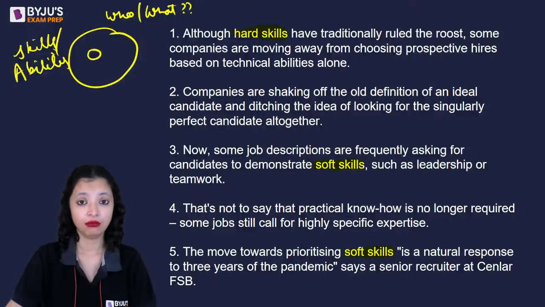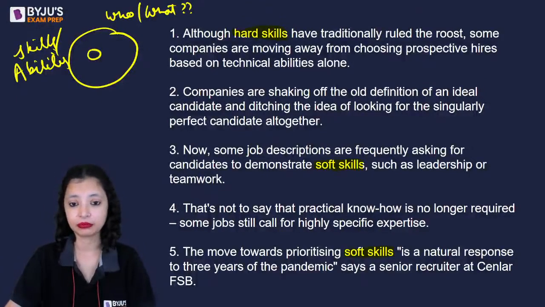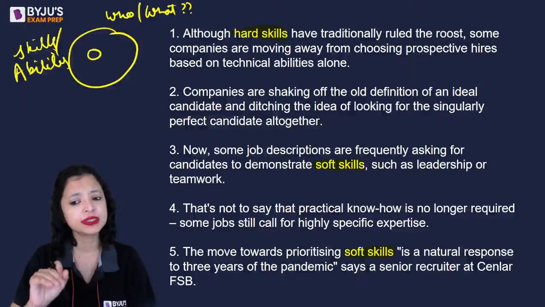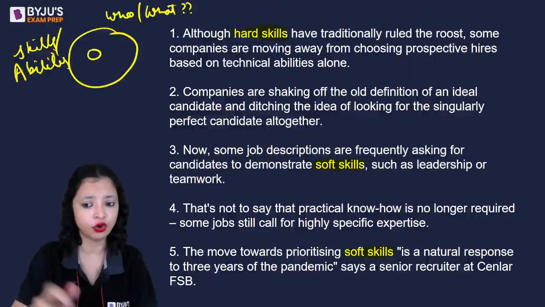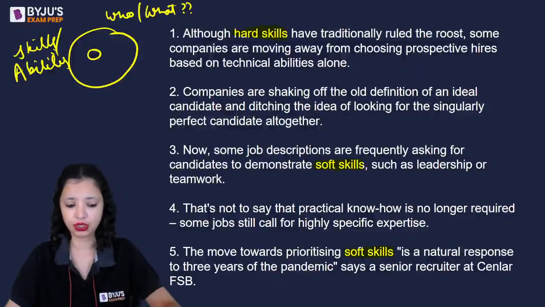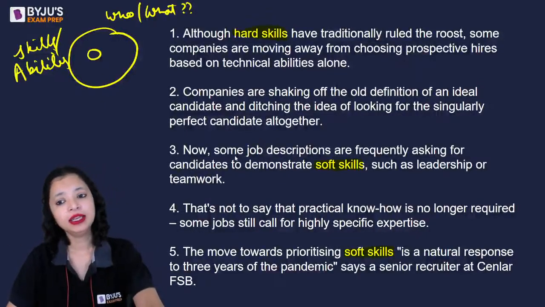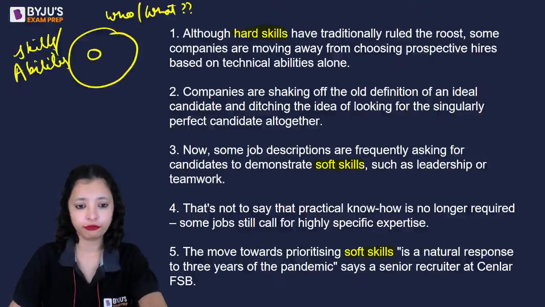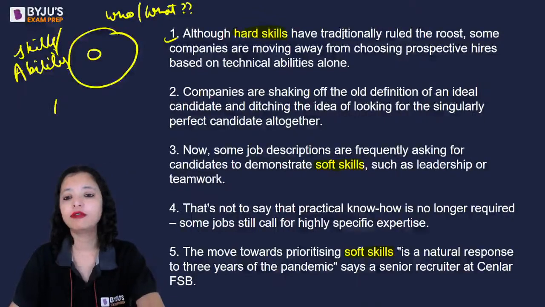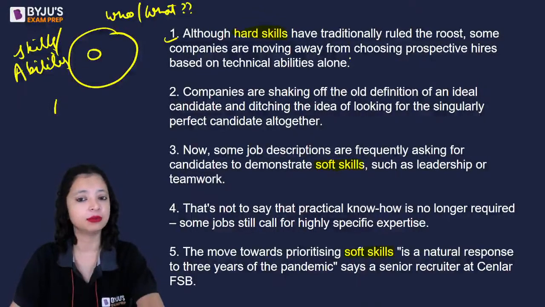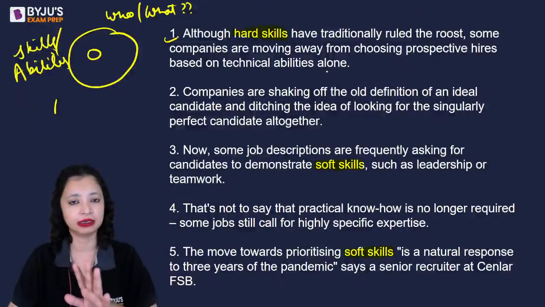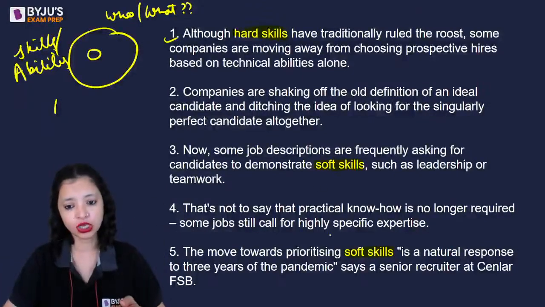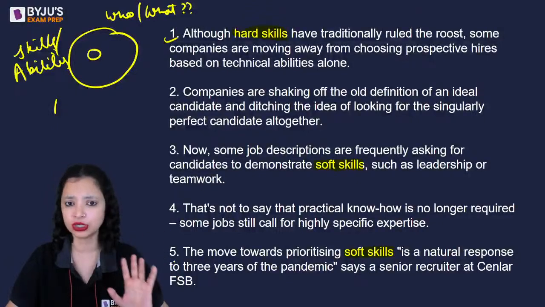We've known our major theme and minor theme here. Let's try to make a sequence. With the sequence, I think we can figure out if the correct answer is 4th or 2nd, either of it. Okay. So, ideally, we should start with the first statement, which is going to be, my pen is here. This. So, the sequence should be 1. Hard skills have traditionally ruled the roost. Some companies are moving away from choosing prospective hires based on technical abilities. Okay. And 2 statements talking about soft skills, which is the 3rd one and the 5th one, should come together.